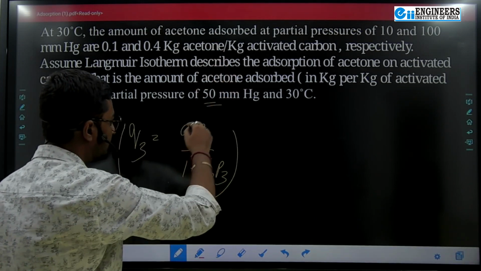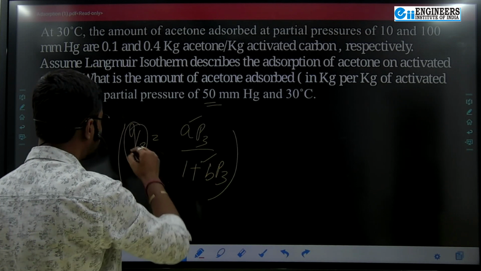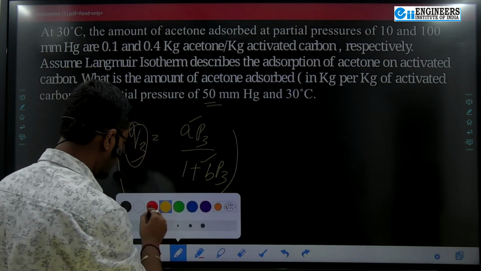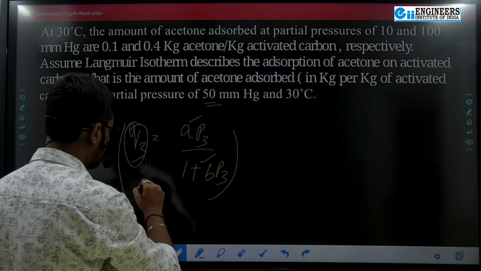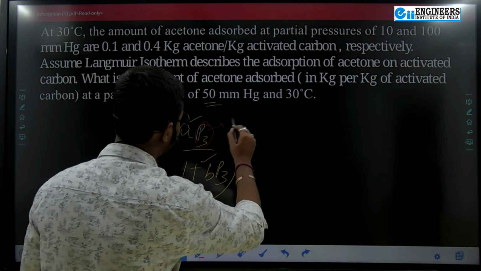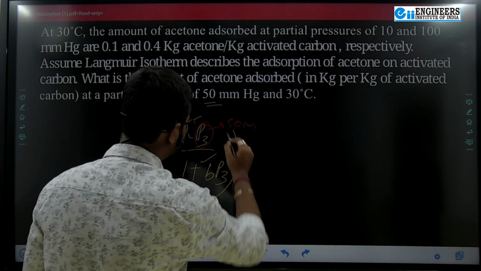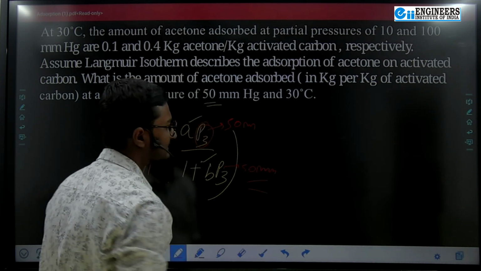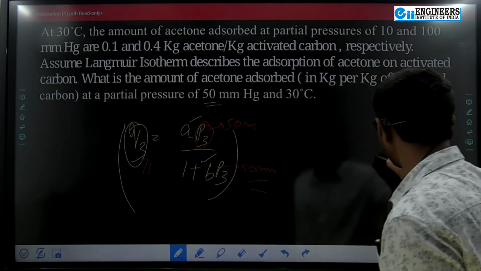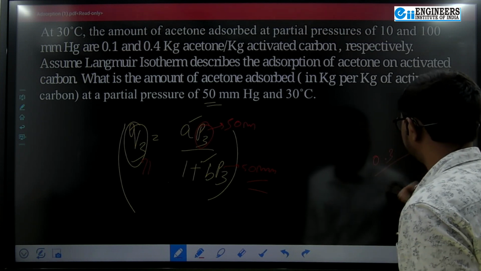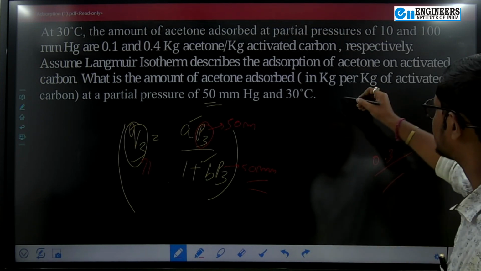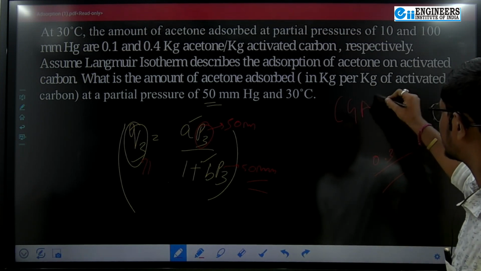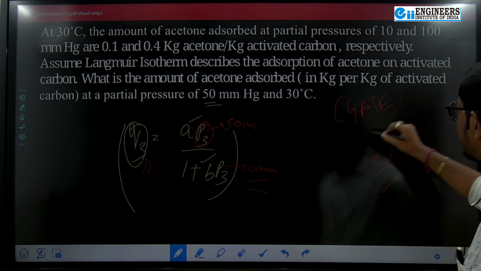So we have found A and B from the two values that were given. A and B are known now, and we have to find out Q. This is our unknown, and we know the value of P3, that is 50 mmHg. So we will just put it in this equation and find it. Its answer, I think, comes out to be 0.3. And this is a GATE previous year question.